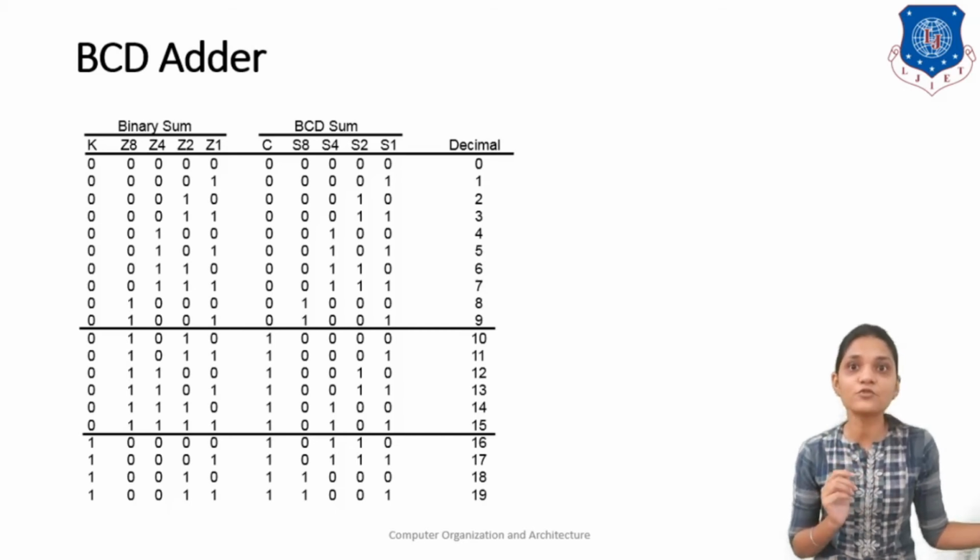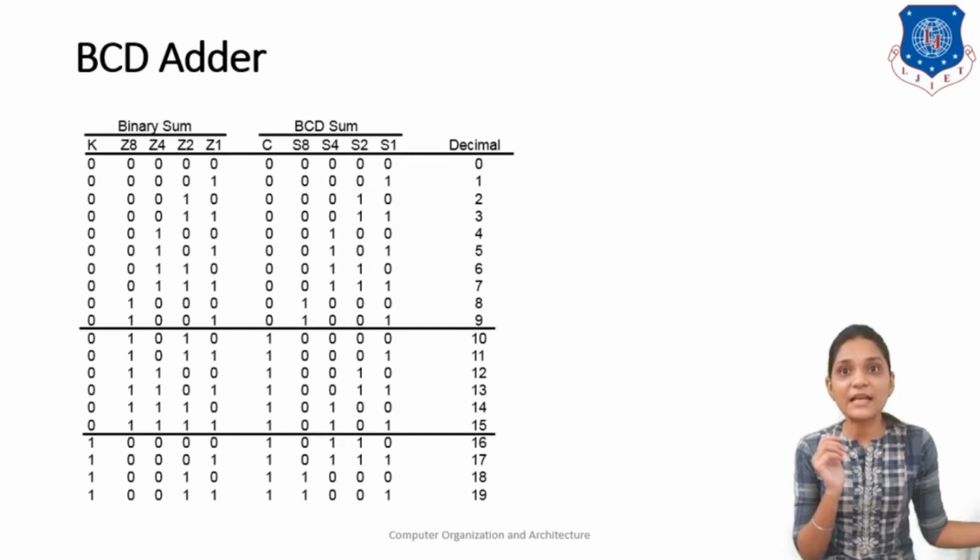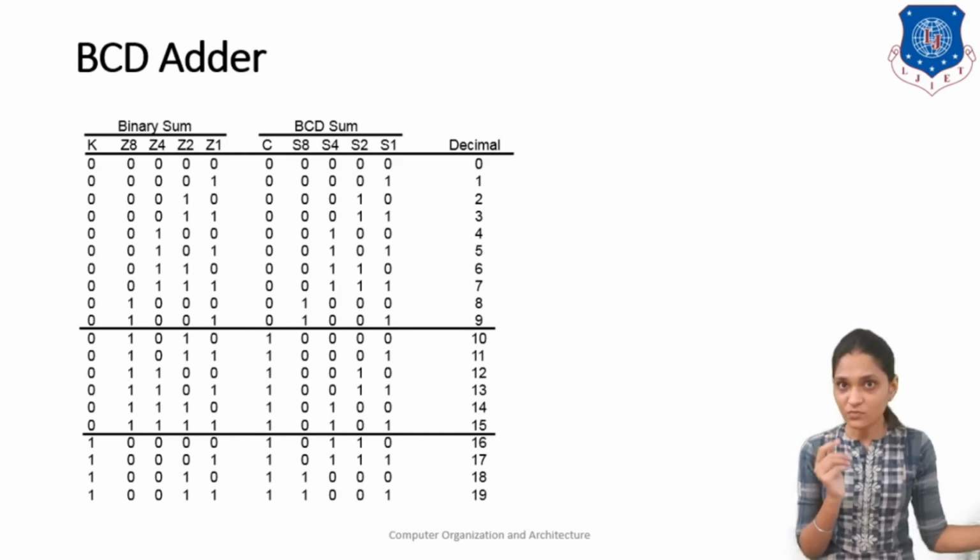That means you have to add 6 into it. And another thing, if you check, it will be like Z8 and Z2, both of these are 1. Here Z8 is 1 for these 2 cases, but for those 2 cases Z2 is not 1. But for the numbers 10 and 11, you have Z8 and Z2 both 1. That means your condition can be like this.